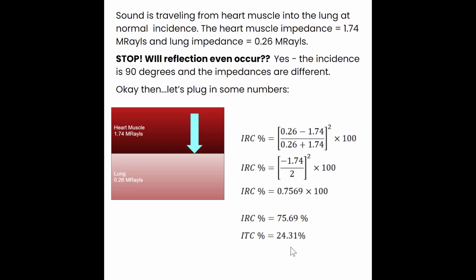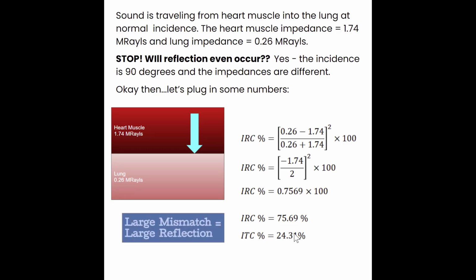Now this is very different from what we saw in the last one. Our last example had almost 100% of the energy continuing forward. In this example, we're only sending about 24% forward. And that is because we have a huge mismatch. That large mismatch is going to end up in a very large reflection of the energy, leaving very little to continue forward.